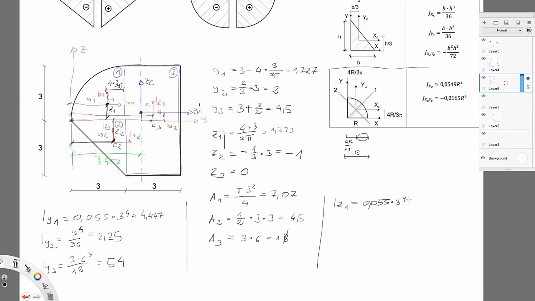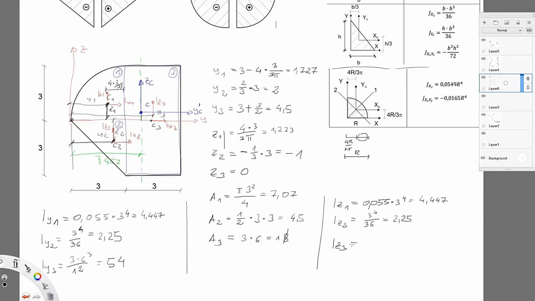0.055 times 3 to the power of 4. That equals 4.447. And now z2. Again, it is the same, because formally here we have not bh to the power of 3, but hb to the power of 3 divided by 36. So pay attention. A different dimension is to the power of 3.